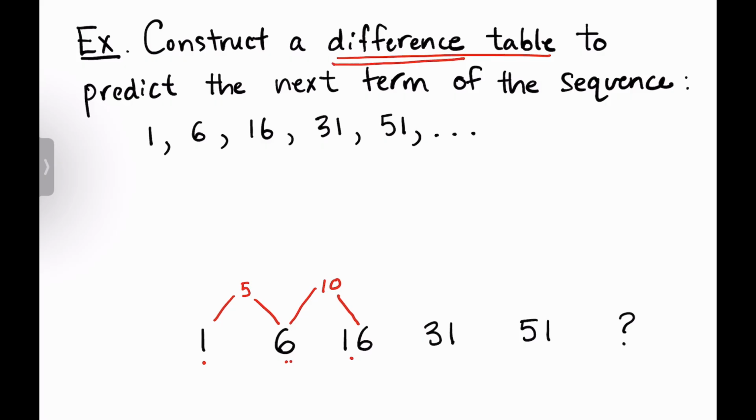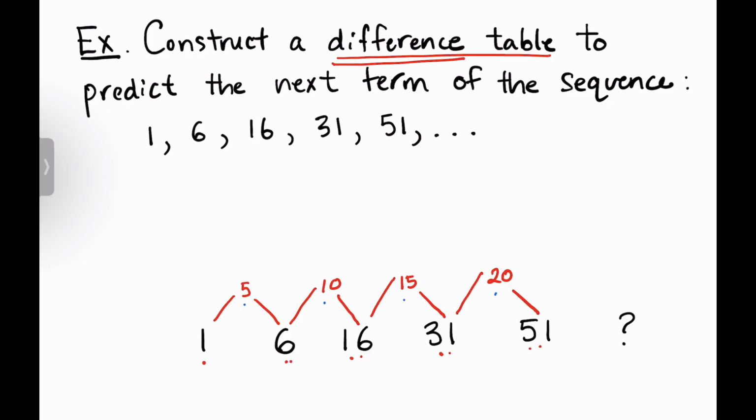So now I look at the next two numbers, 16 and 31, and the difference between 31 and 16, so 31 minus 16 is 15. Okay, and I continue in this manner. The difference between 51 and 31 is 20. Okay, and then I don't have any more numbers to go by. So you can see what's interesting in this case is instead of having 3, 3, 3, 3 in the previous example, we have 5, 10, 15, 20.